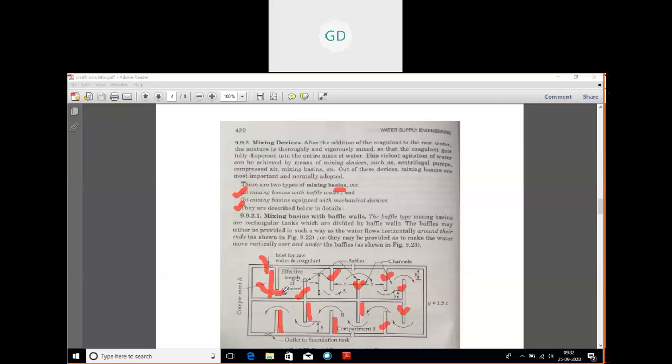Then it strikes this baffle, again it comes up like this, again it strikes this baffle. Again it is going like this, again it is striking this. So it is continuously striking the baffle walls. The water is continuously striking the baffle walls.